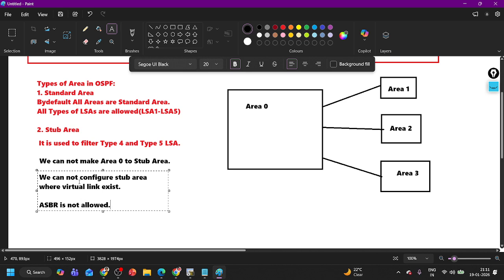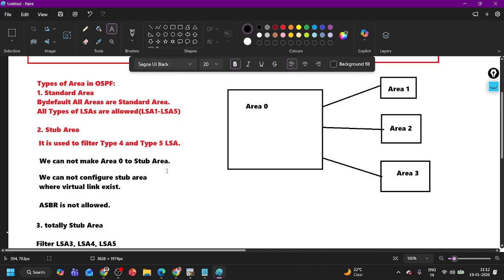Now see, a stub area only filters LSA 4 and LSA 5. If you want to filter LSA 3, 4 and 5, then you can configure a totally stubby area as well. Rest of the things are the same. Stub and totally stub are the same, but a stub area is going to filter only LSA 4 and 5, while a totally stub area can filter LSA 3, LSA 4 and LSA 5.